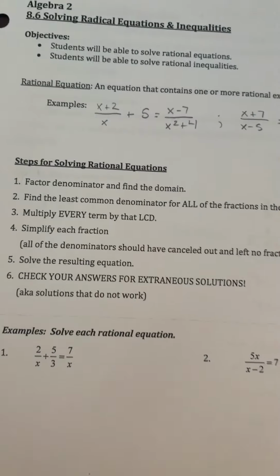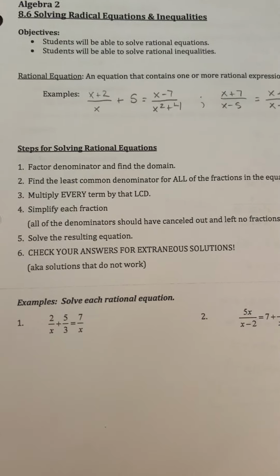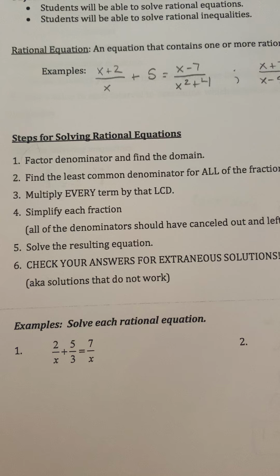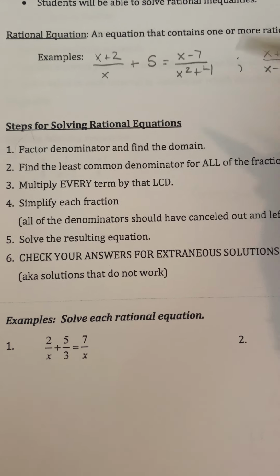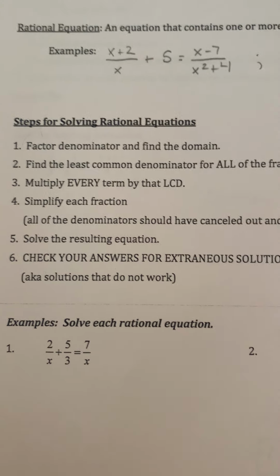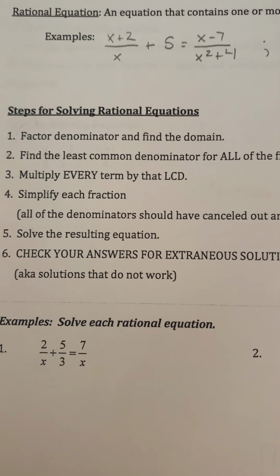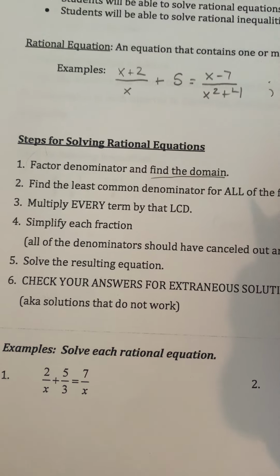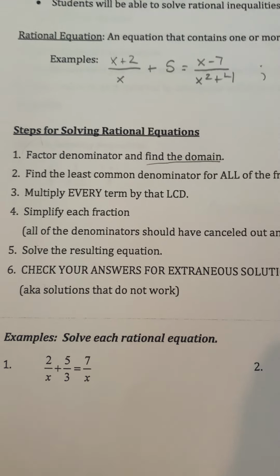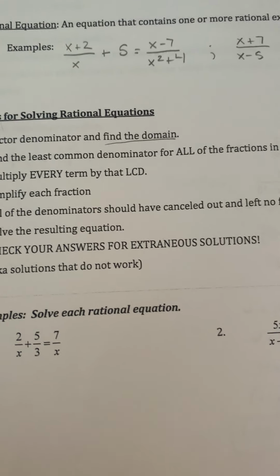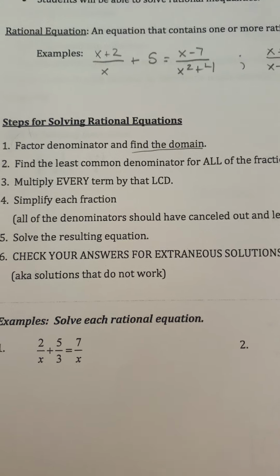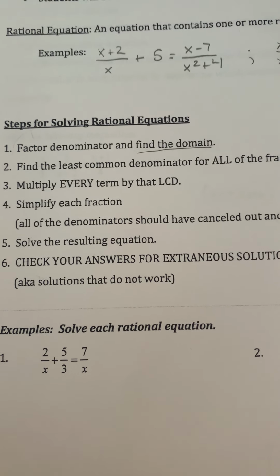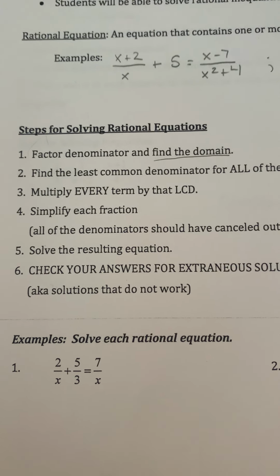So here are your steps for solving rational equations that you can always refer to. First, you're going to factor the denominator and find the domain. Now recall in some of the other work we did, finding the domain was optional. In this case, we have to find the domain. Step 2, find the least common denominator. So you just practiced finding your LCD when we were doing adding and subtracting. So you're going to continue with that skill.